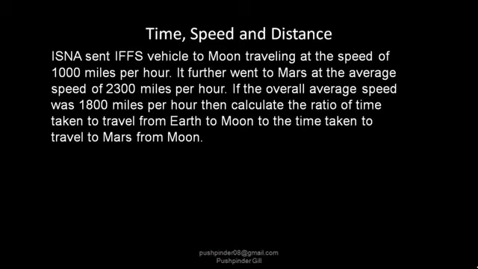Now, ISNA sent this vehicle to the moon traveling at this speed. It further went to Mars at an average speed of this. If the overall average speed was 1800 miles per hour, then calculate the ratio of time taken to travel from Earth to moon to time taken to travel from moon to Mars. So let's suppose the speed to travel to the moon was 1000 miles per hour. The speed to travel to Mars, so this is the moon, was 23 miles per hour, and the overall average speed was 1800 miles per hour.